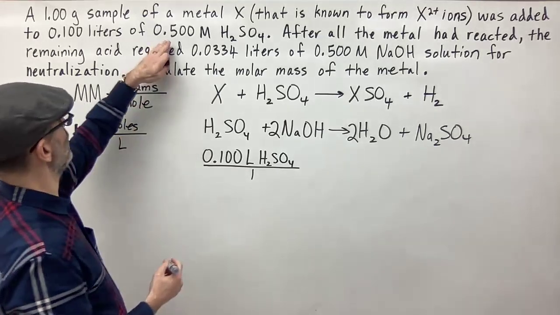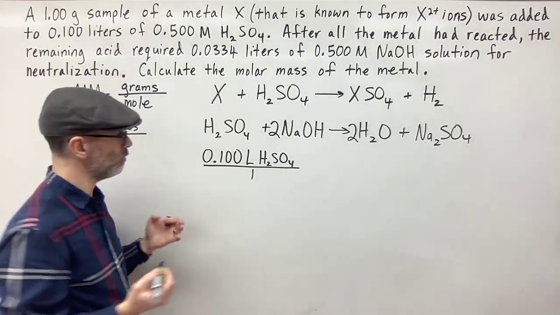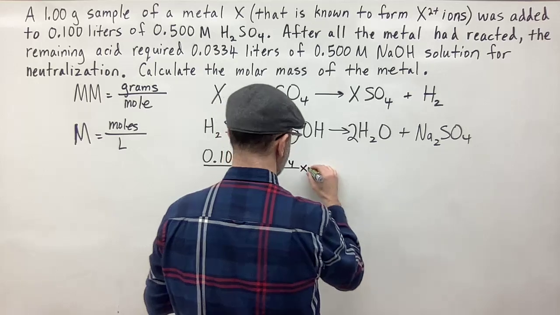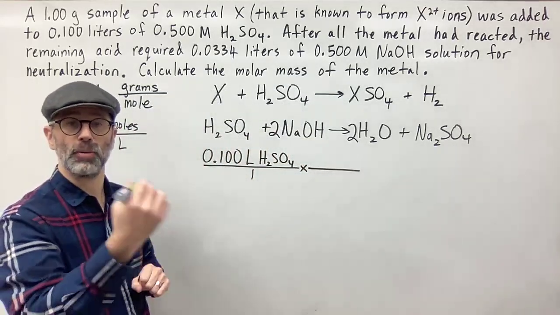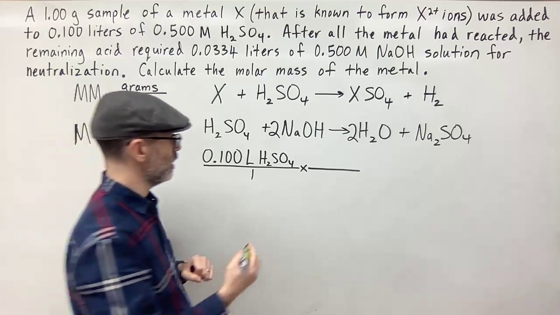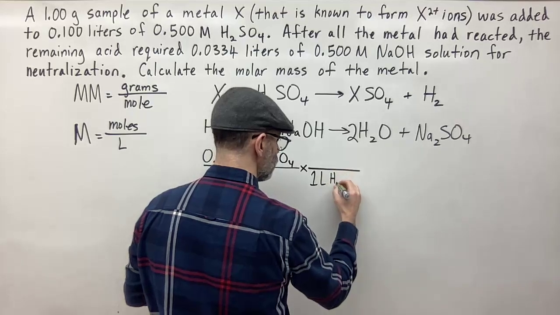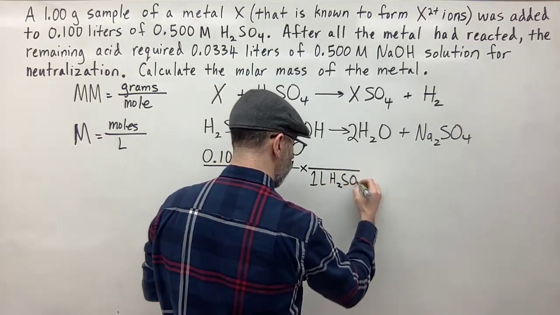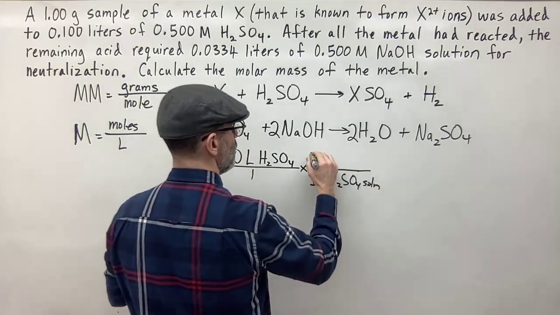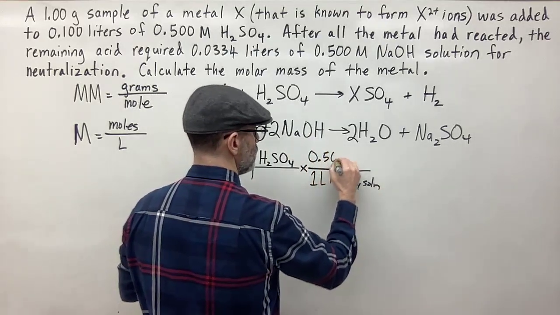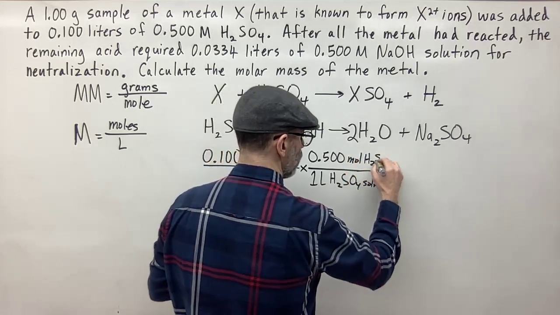They told us the molarity is 0.500, so that means it's 0.500 moles of the H2SO4 per liter of the solution. So here we're going to put 1 liter of the H2SO4 solution, and then on top we have 0.500 moles of H2SO4.